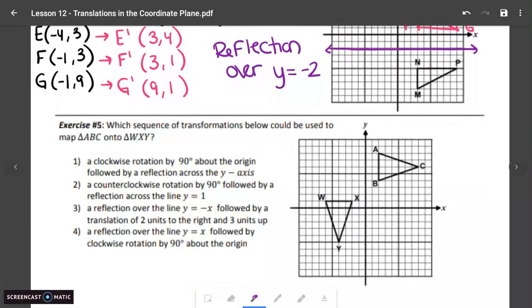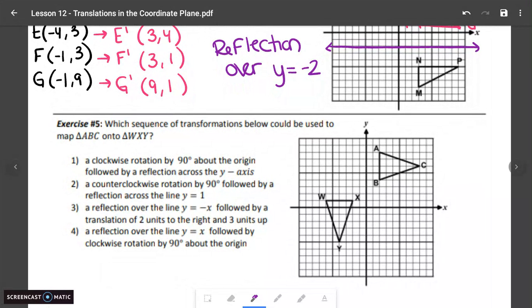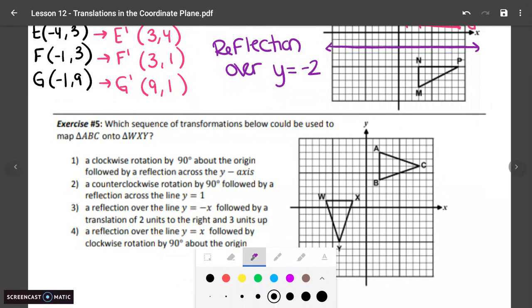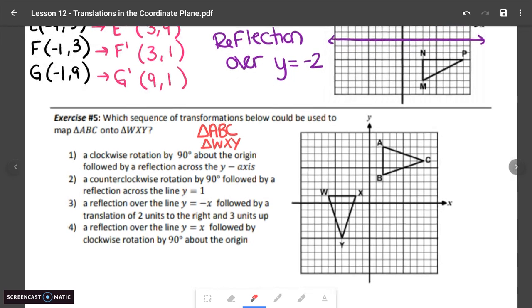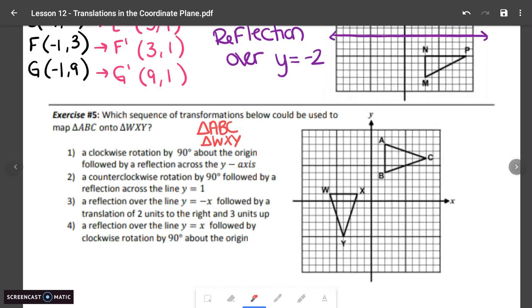Okay, last one for us here. We want a sequence of rigid motions that could be used to map triangle ABC onto WXY. So remember, triangle ABC, triangle WXY. I always stack my points so I know that A is going to W, B is going to X, and C is going to Y. So I'll give you a chance to look through and decide which one's the best one here.